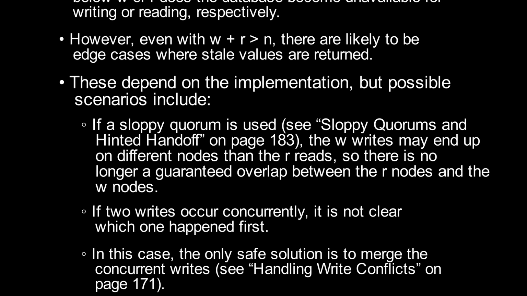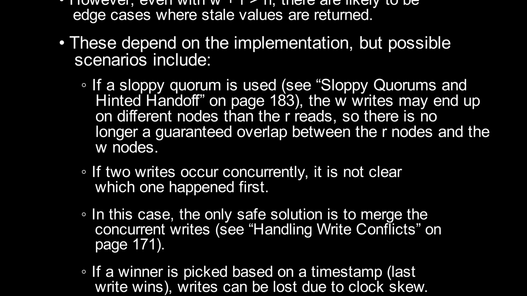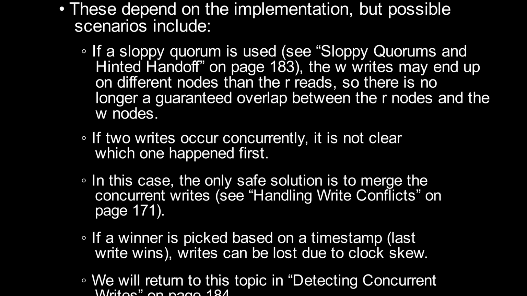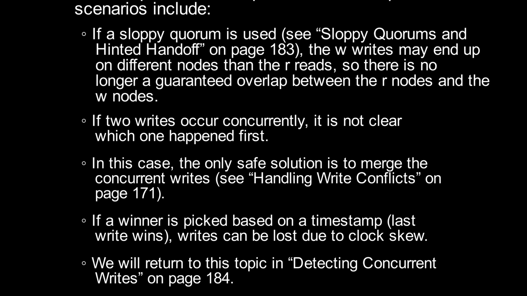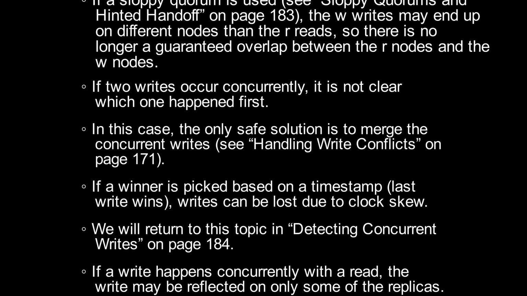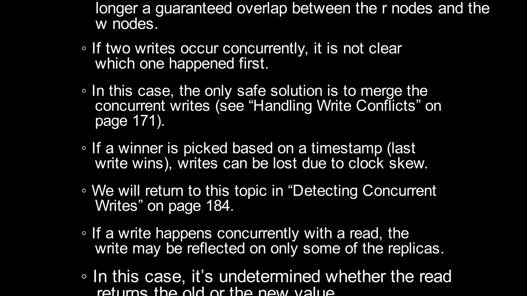If two writes occur concurrently, it is not clear which one happened first. In this case, the only safe solution is to merge the concurrent writes. See "Handling Write Conflicts" on page 171. If a winner is picked based on a timestamp (last write wins), writes can be lost due to clock skew. We will return to this topic in "Detecting Concurrent Writes" on page 184.